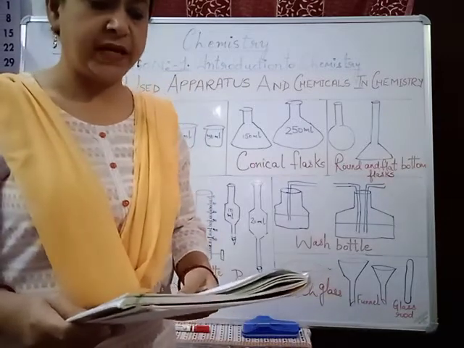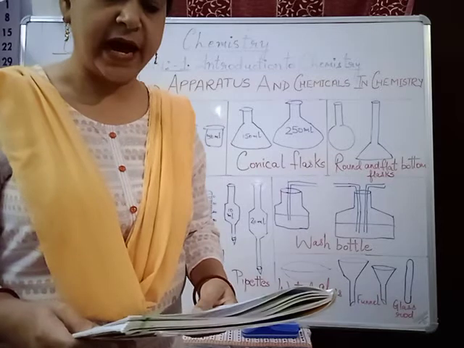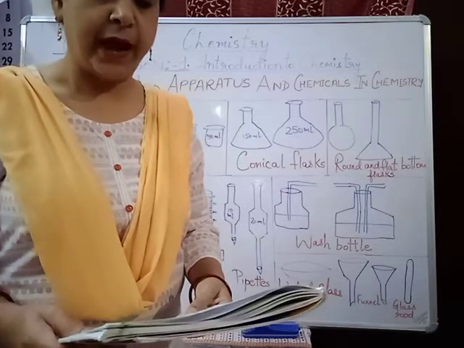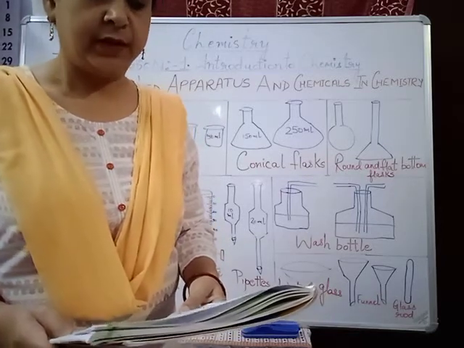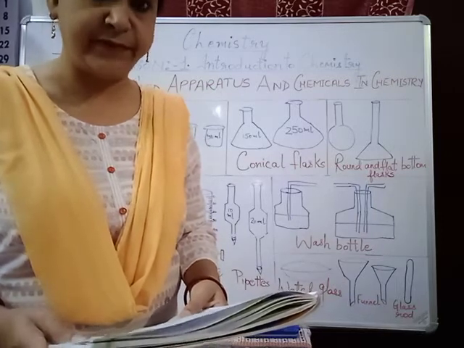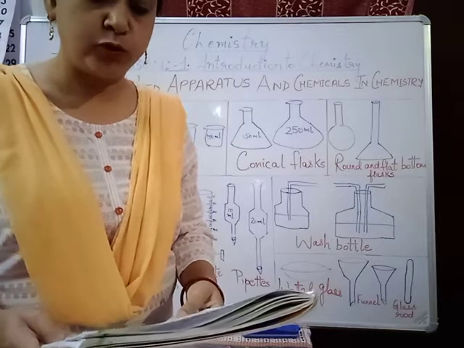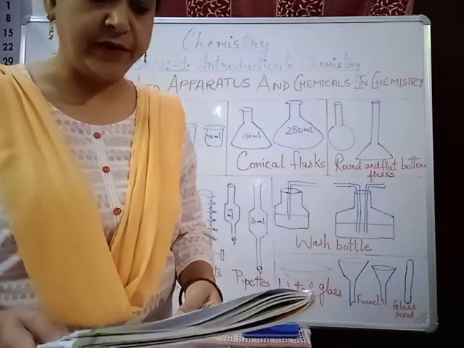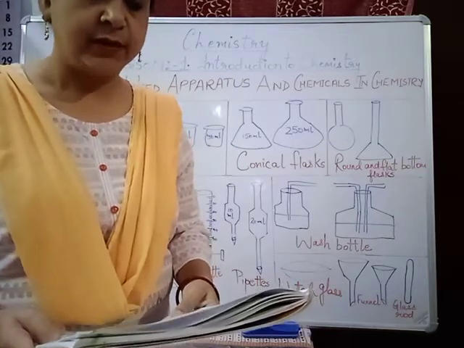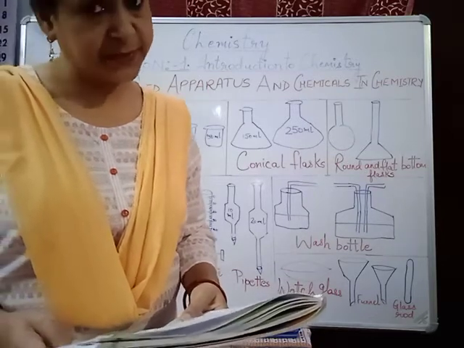Beakers. A beaker is an open mouth cylindrical container. It has a flat bottom and a pointed beak. These are available in different capacities such as 50 ml, 100 ml, 150 ml, 250 ml, 500 ml, etc. The beakers are used for storing, heating and mixing substances.